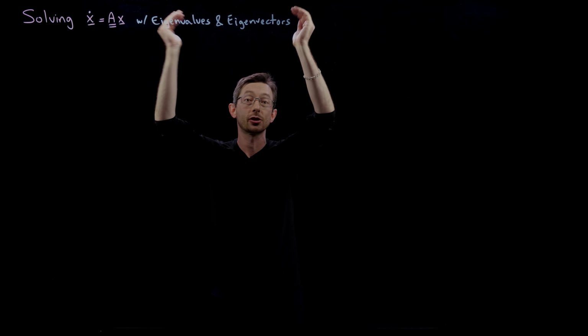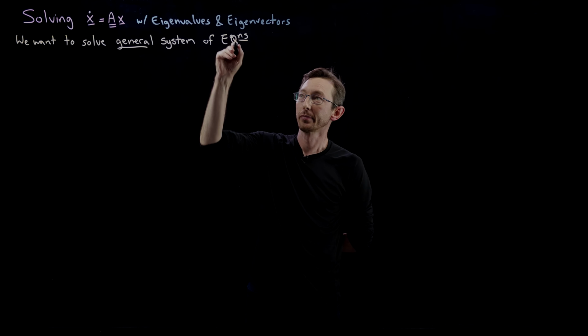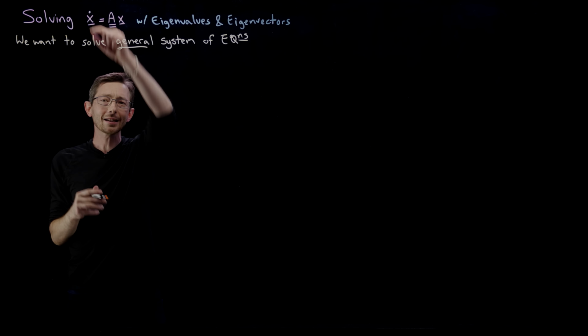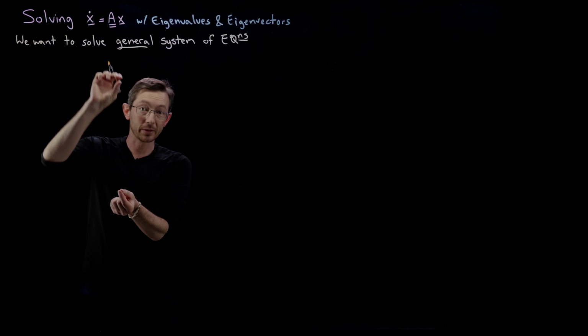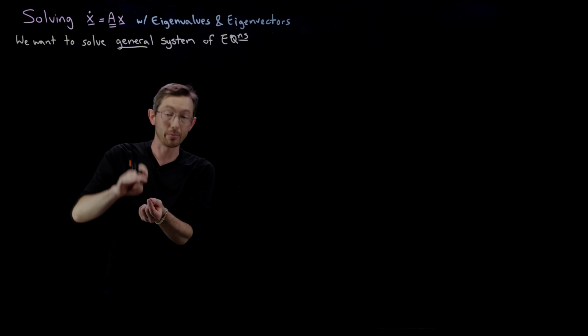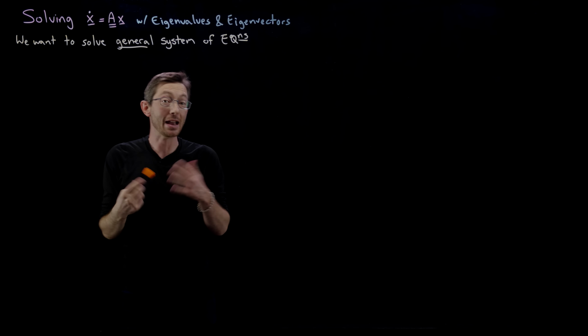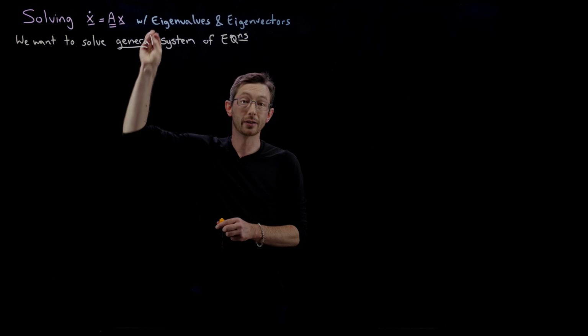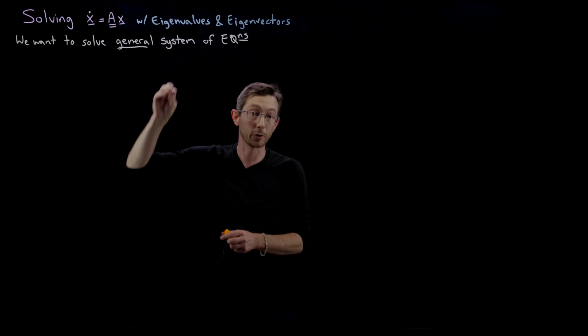So we basically want to solve a generic system of equations, a general system of ordinary differential equations, x dot equals Ax. Specifically, x is a vector of states now. There are multiple components of this vector x: x1, x2, x3, x4. A is a matrix, and this is a system of coupled first-order linear ordinary differential equations.